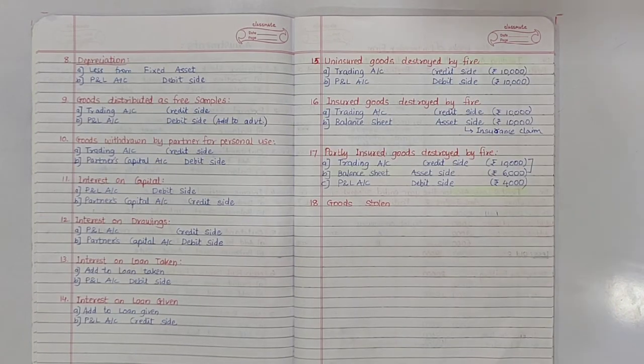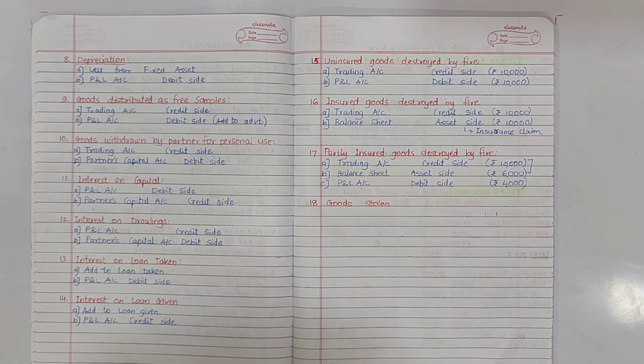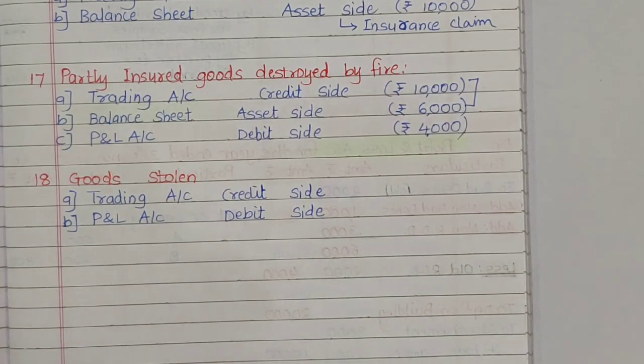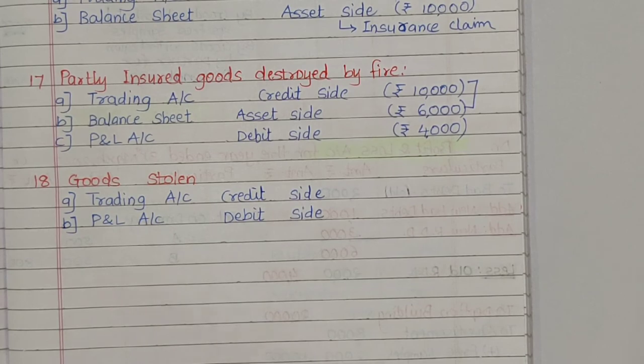The adjustment is very similar for goods lost by theft, goods lost by flood, goods lost by fire. The two effects for goods stolen are trading account credit side and profit and loss account debit side.